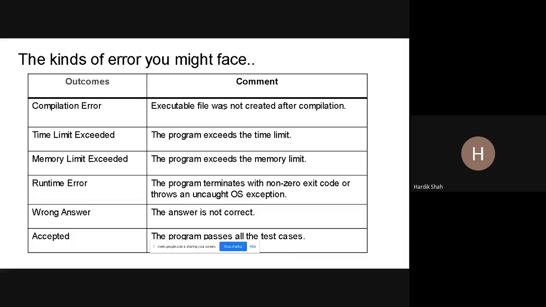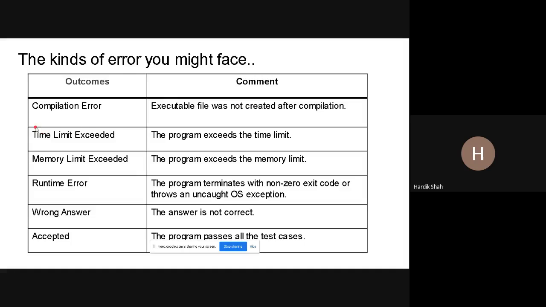Now let's look at the kind of errors that you might face while doing competitive programming. The first one is compilation error. This error occurs when you have a syntax error in your program, or generally because the executable file was not created after the compilation time. So that is generally a syntax error, a missing semicolon, or a typo, right?